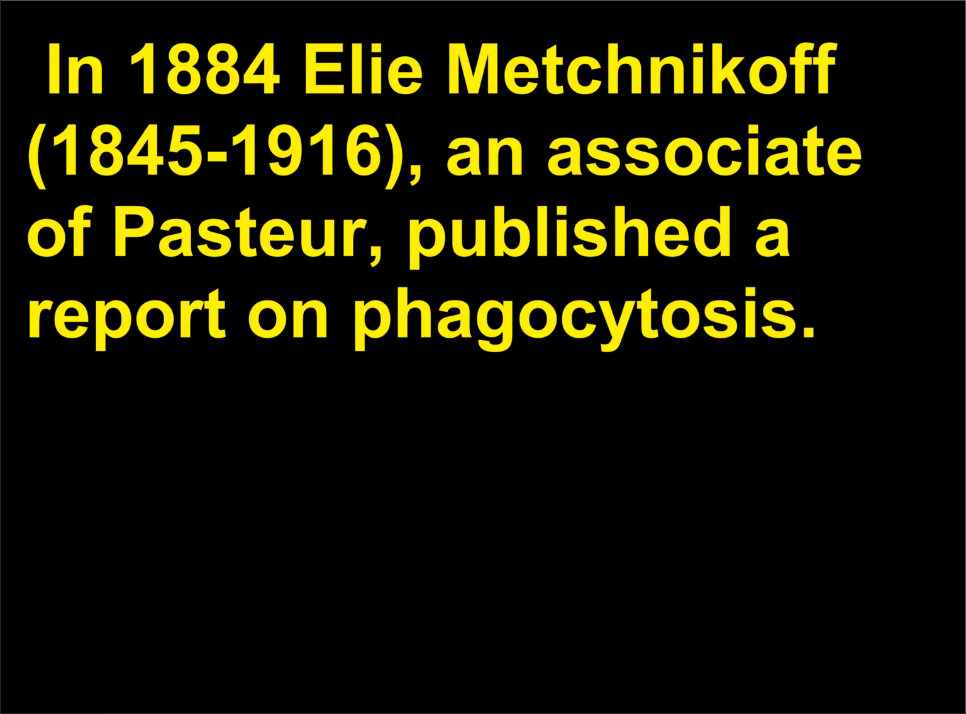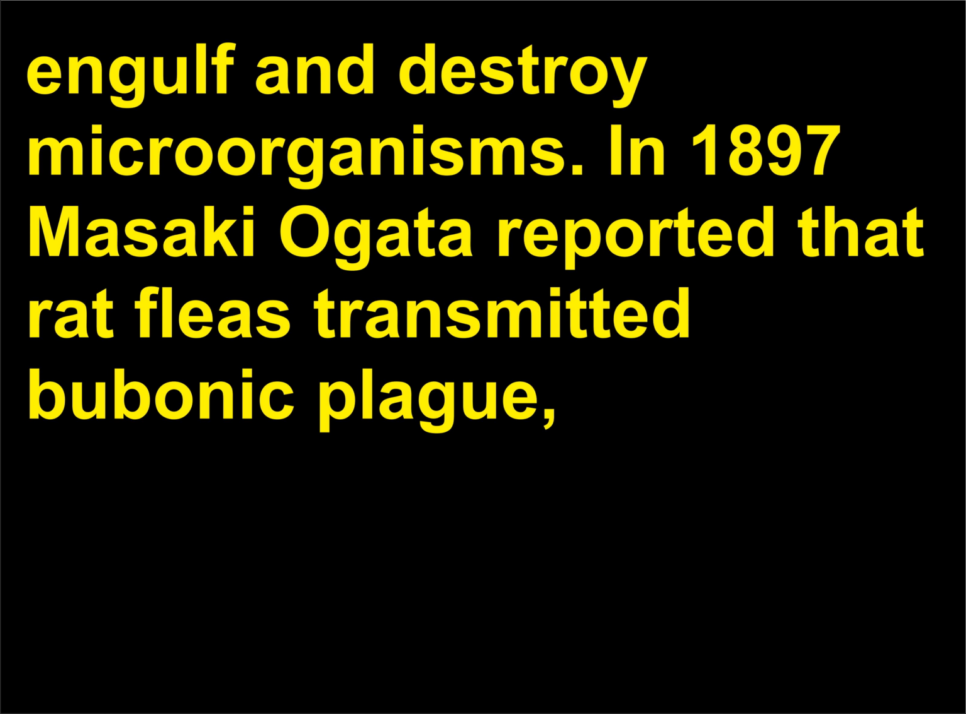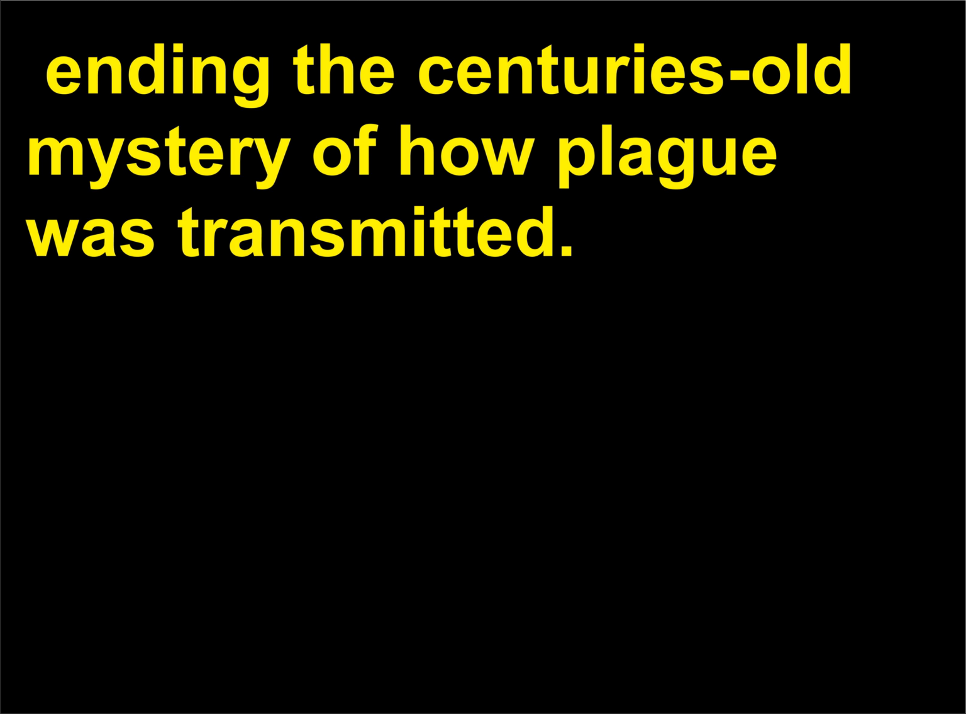In 1884 Elie Metchnikoff, 1845 to 1916, an associate of Pasteur, published a report on phagocytosis. The report explained the defensive process in which the body's white blood cells engulf and destroy microorganisms. In 1897 Masaki Ogata reported that rat fleas transmitted bubonic plague, ending the centuries-old mystery of how plague was transmitted.